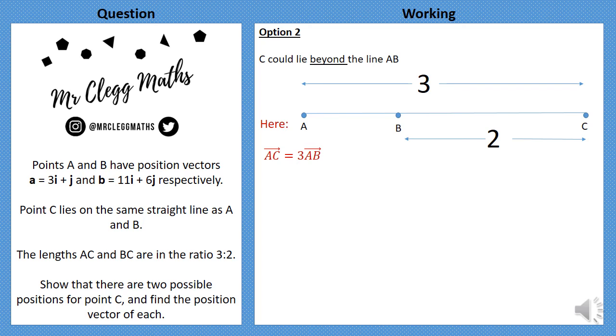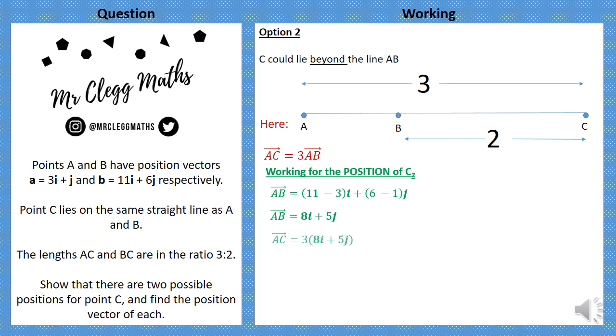Now let's concentrate on option 2, if C were lying beyond the line AB. So we know that AC would be 3 lots of AB, as we just discussed. And working out position of C2, this time I'm calling it C with a little 2 because it's the second option of where C could be, we still need to know how to get from A to B. And we already did that with our first option. So we know that that's 8i plus 5j.